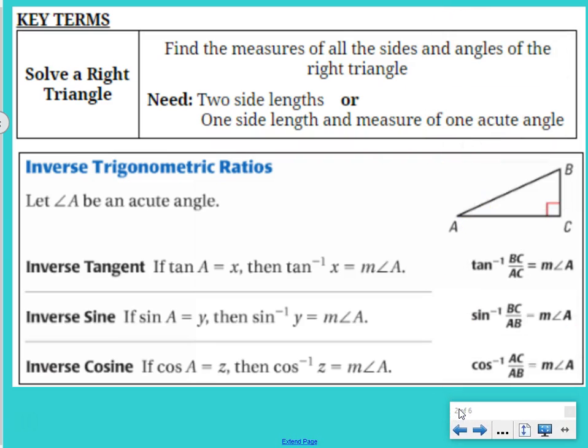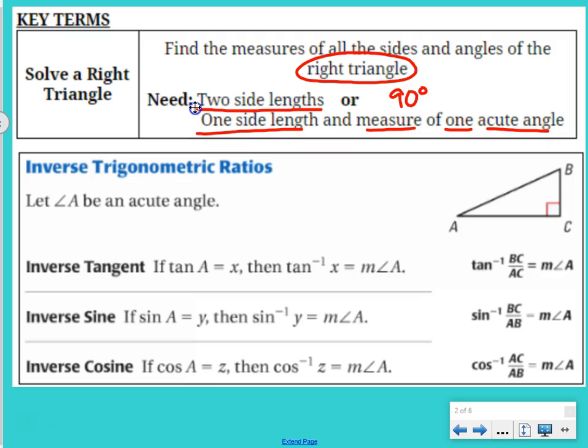What does that mean? It means to find the measures of all the sides and the angles of a right triangle. In order to do this, you need two things. You can have either two side lengths, or you need one side length and the measure of one acute angle. Now, technically you have three things because you know it's a right triangle, which means for both of these cases, you know one of those measures is a 90-degree angle.